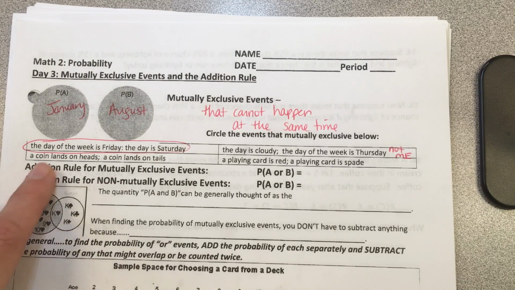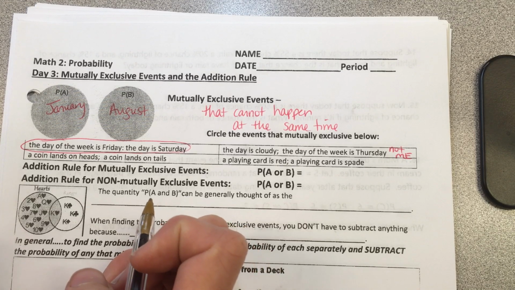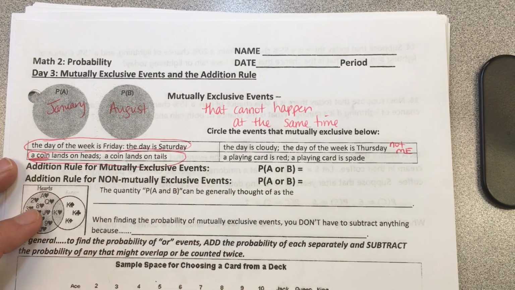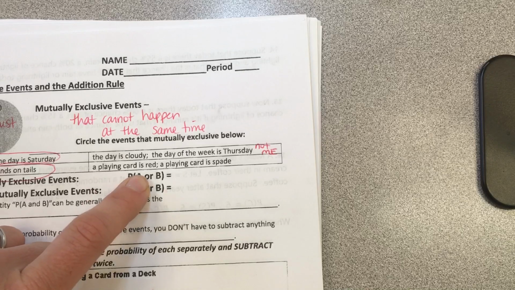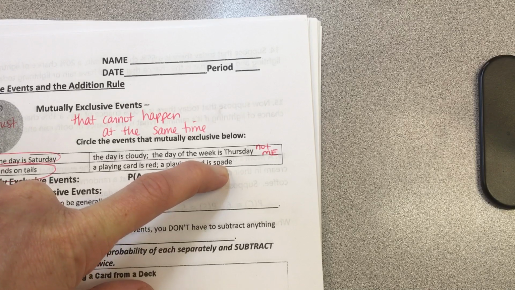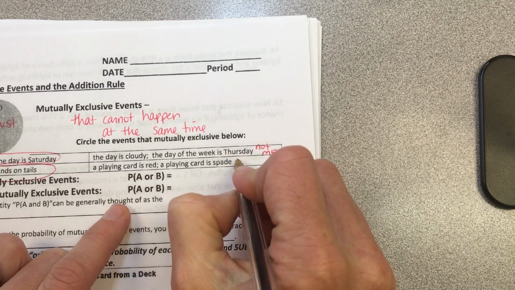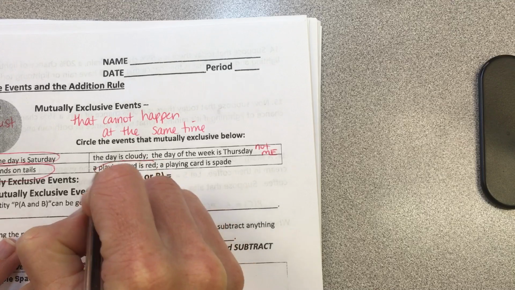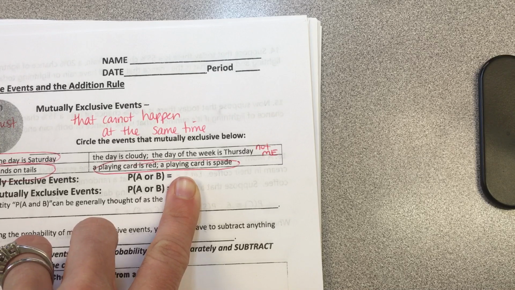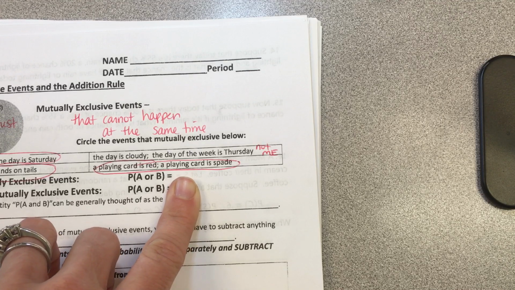And a coin lands on heads, a coin lands on tails at the same time. So it means the same coin. Same coin. Cannot happen at the same time. A playing card is red, a playing card is spade. No, spade's not red. What are the two that are red? We'll talk about that more in a minute. So those are mutually exclusive, right? Because there's no red spade. They cannot happen at the same time.